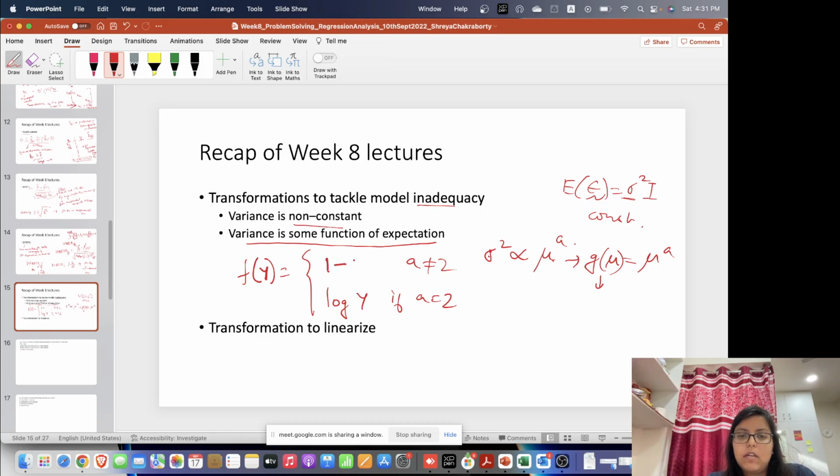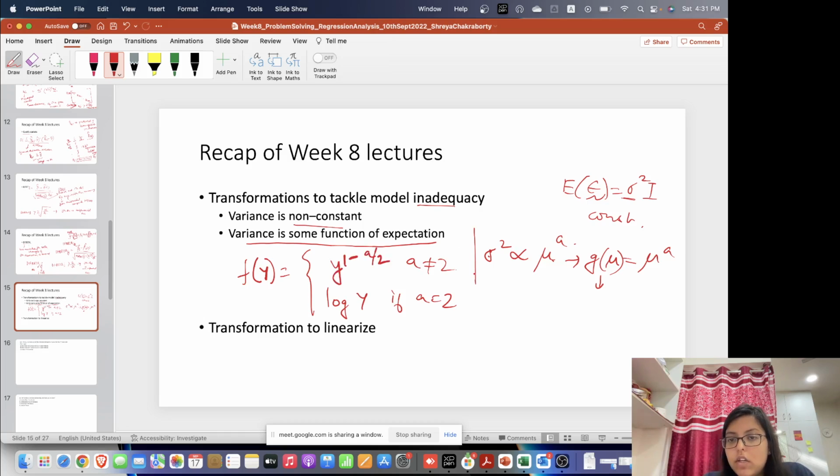1 minus... okay, I'll get back to this. I'm sorry, I forgot the exact thing. It would be y to the power 1 minus a by 2.